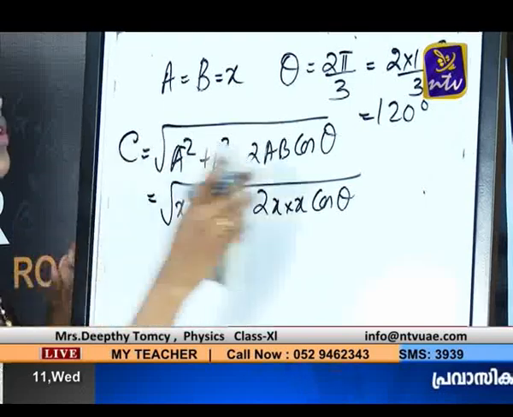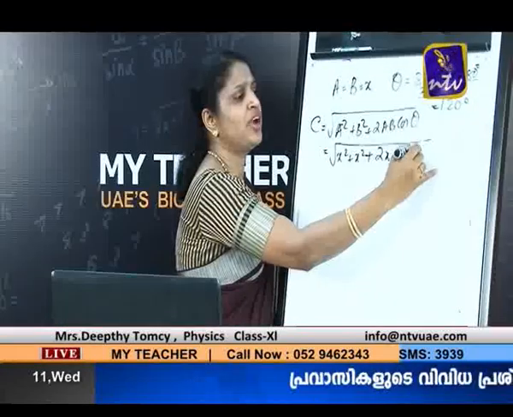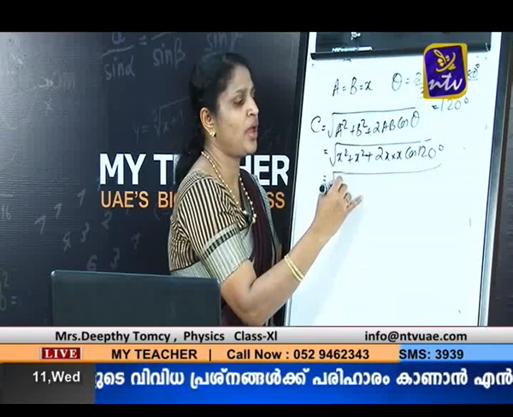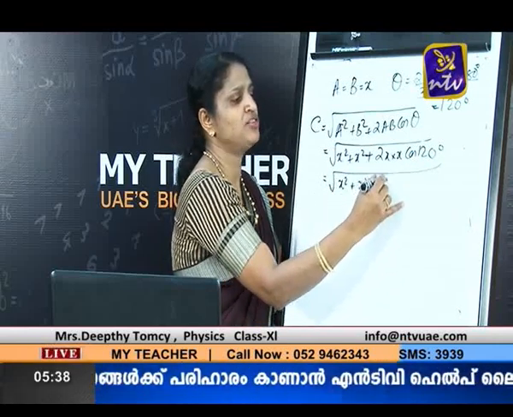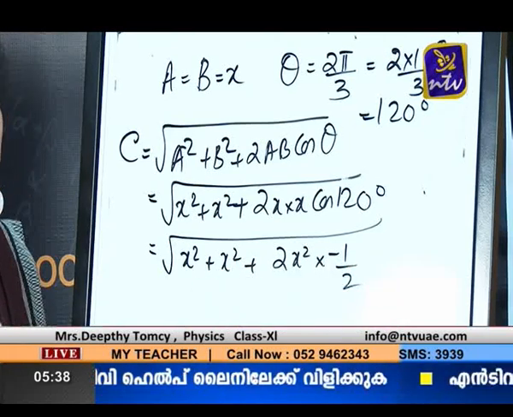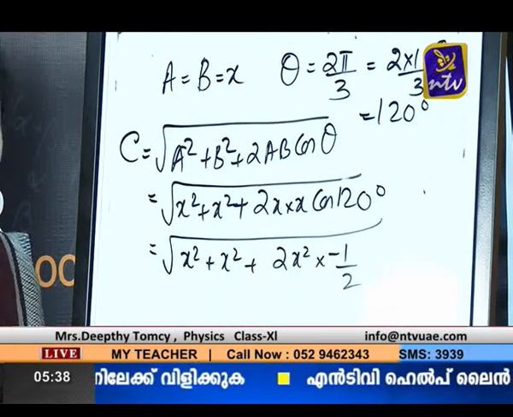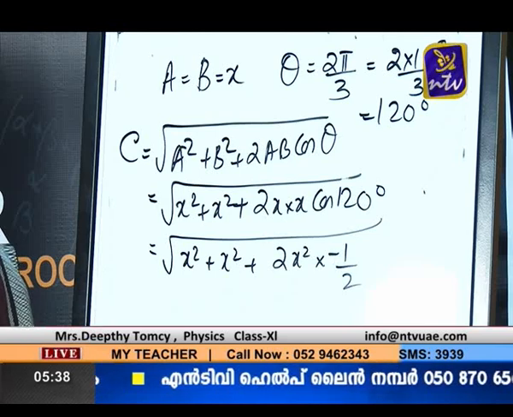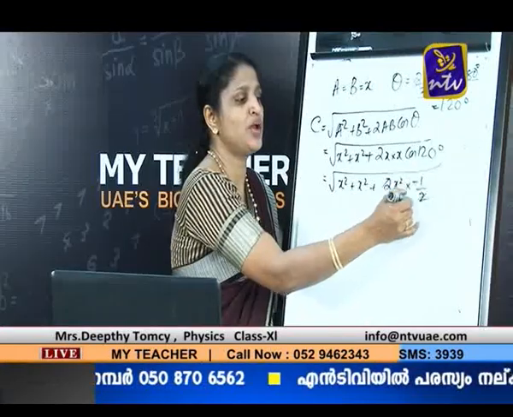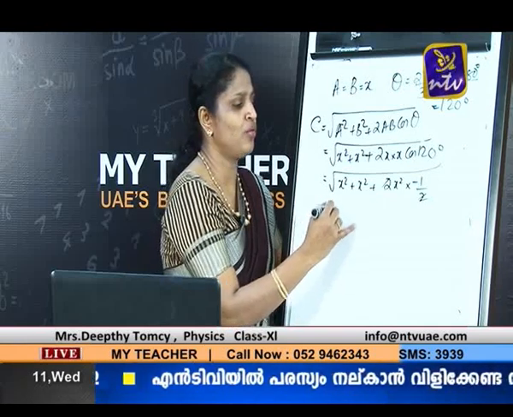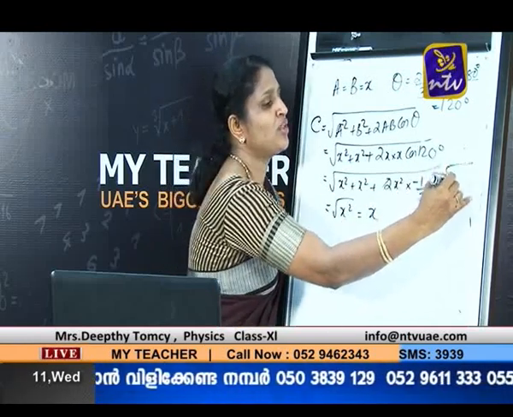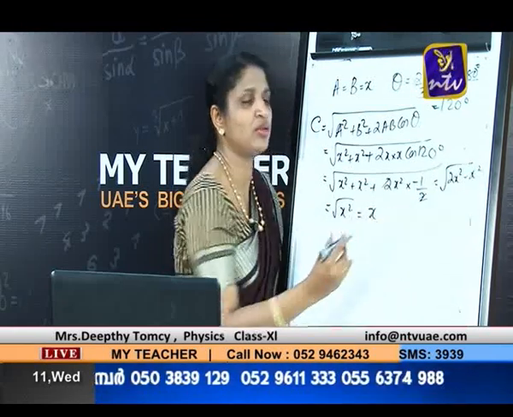And the value of that cos theta is already given as cos 120 degree, that is root of x square plus 2x square cos 120 is minus, because it is in the second quadrant, and in the second quadrant only sine is positive, cos is negative, cos 120 degree is equal to minus half. If you cancel this 2 and 2, you will get the root of x square, that means the answer is equal to again x, that is root of 2x square minus x square, that is equal to x square.